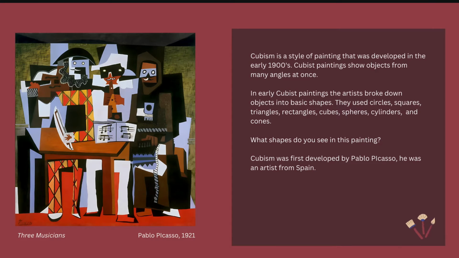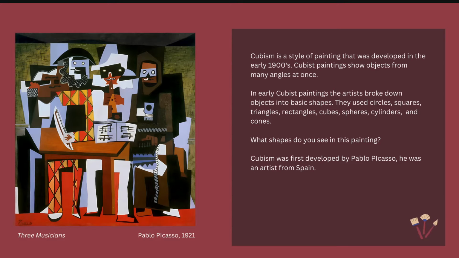Cubism is a style of painting that was developed in the early 1900s. Cubist paintings show objects from many angles at once. In early Cubist paintings, the artist broke down objects into basic shapes. They used circles, squares, triangles, rectangles, cubes, spheres, cylinders, and cones. What shapes do you see in this painting?